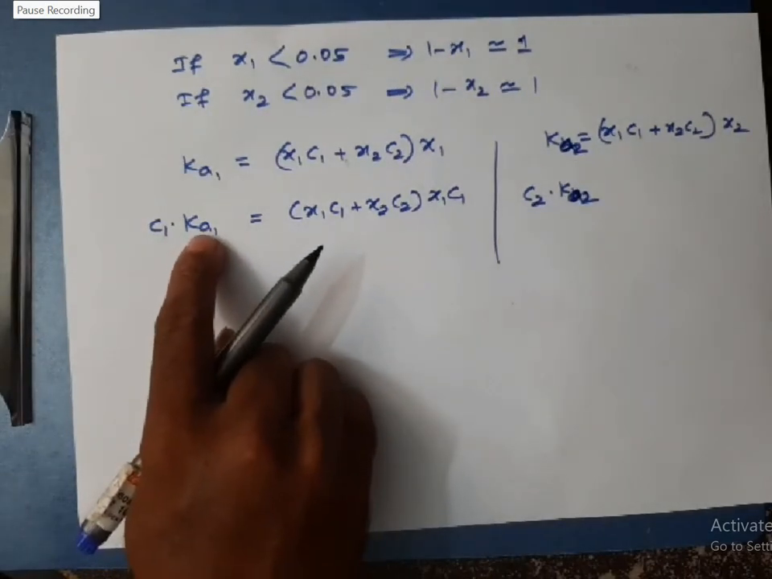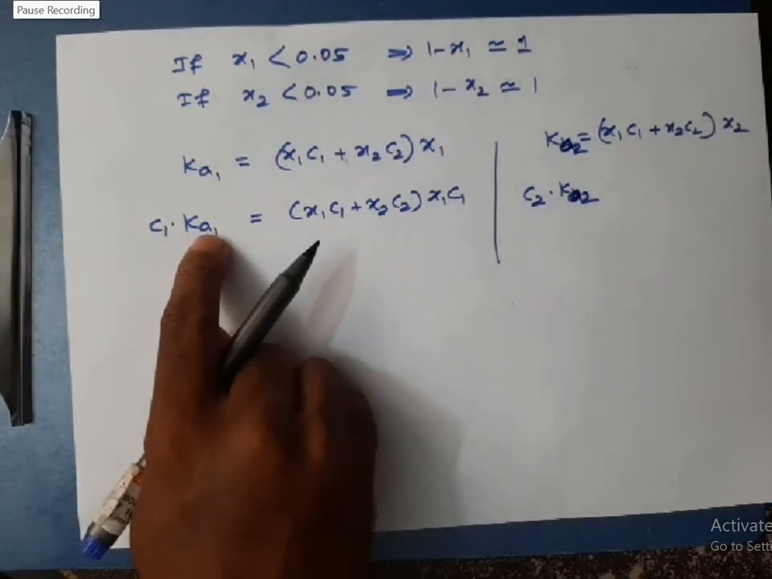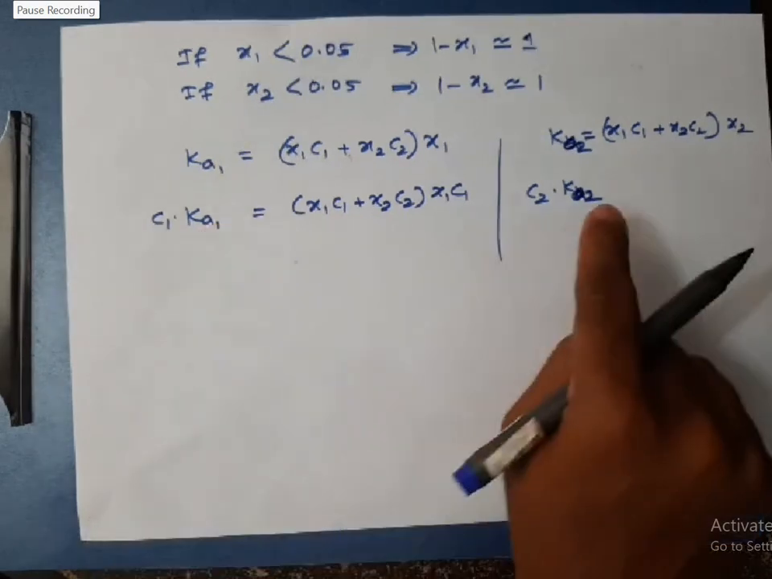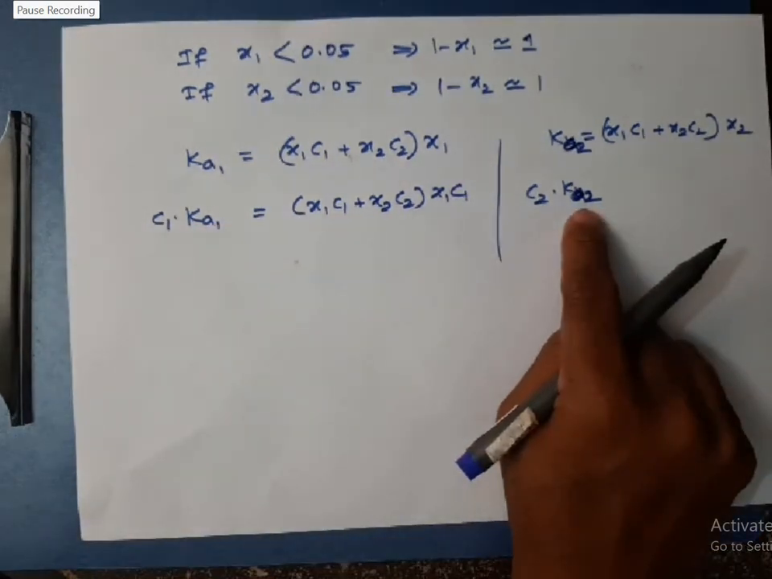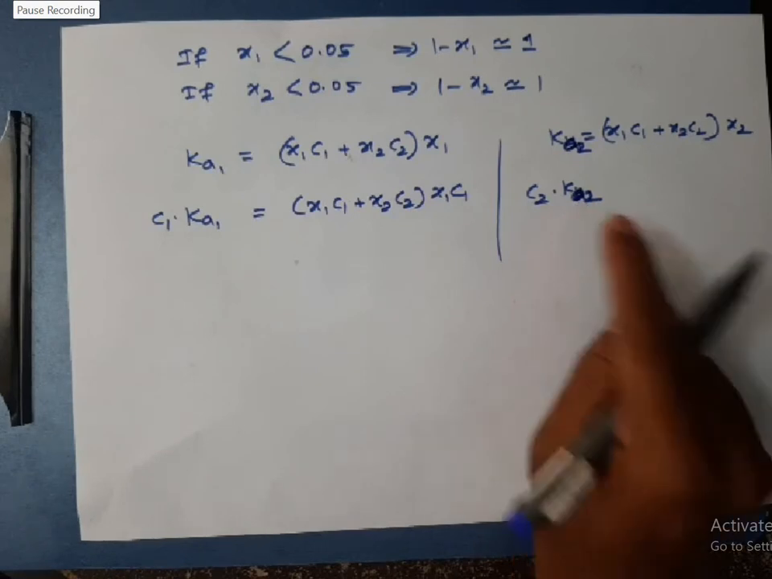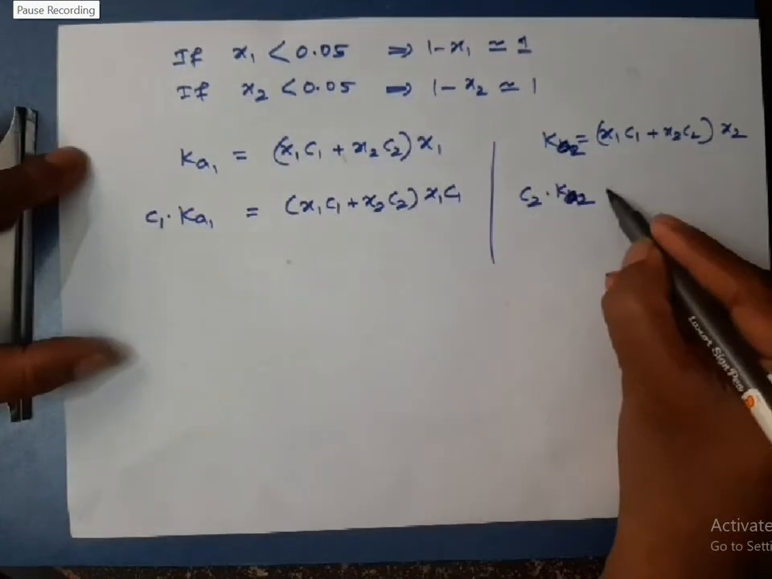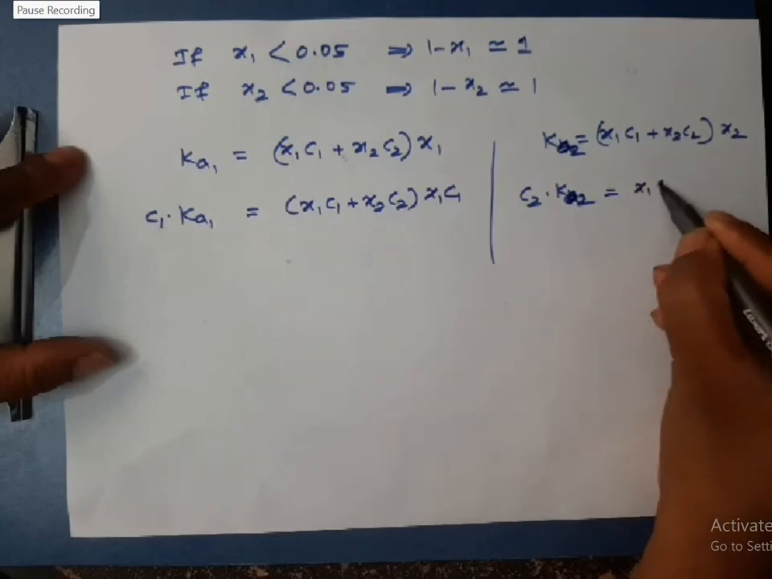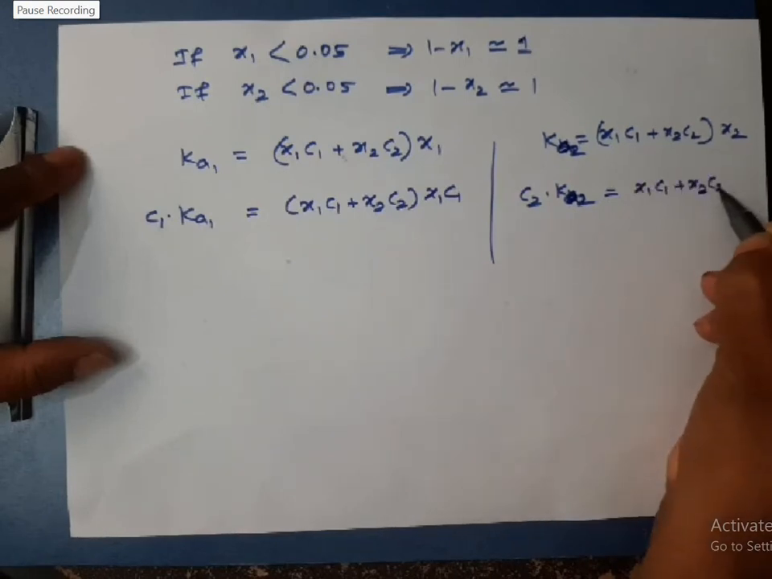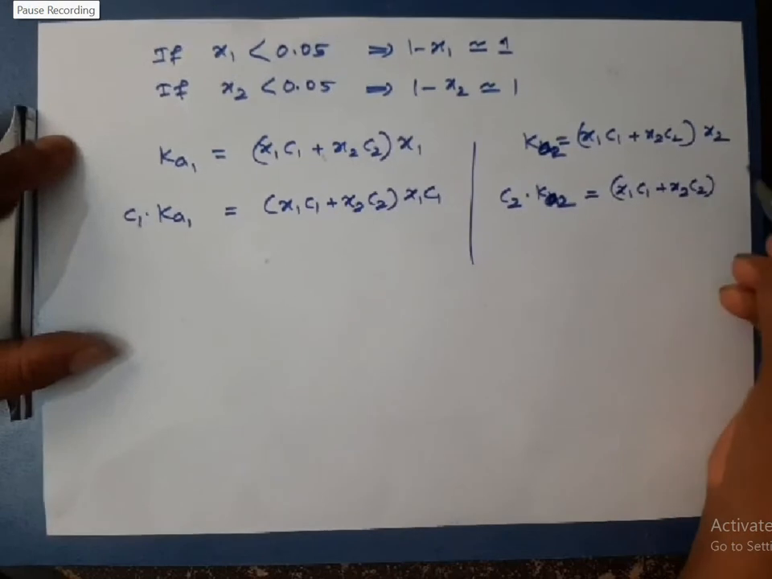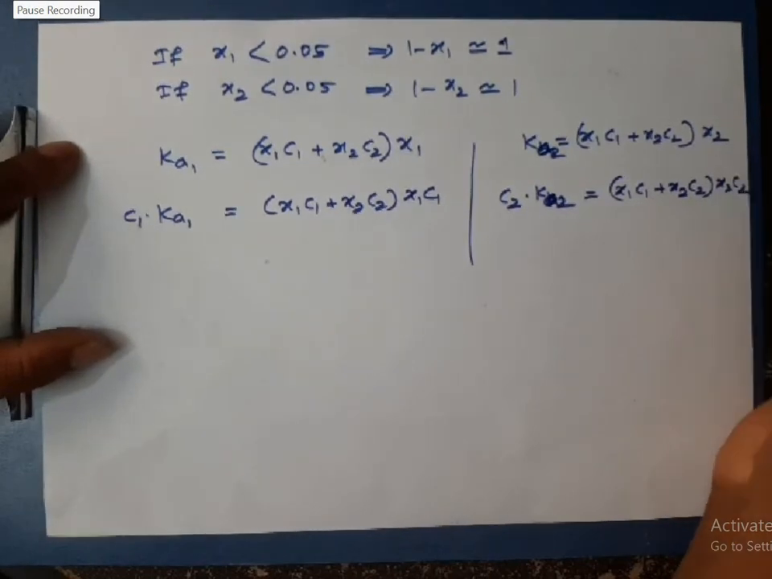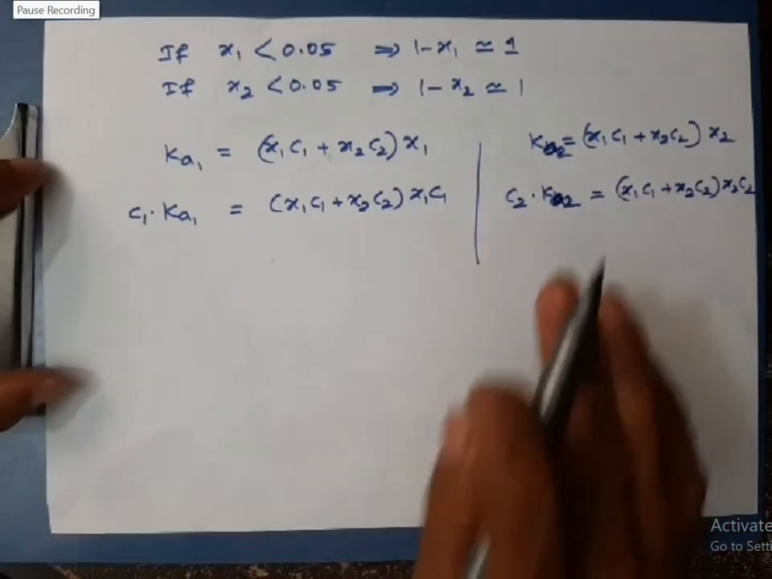So the dissociation constant of the weak acid HA is represented as Ka1. The dissociation constant of the weak acid HB is represented as Ka2. So I multiplied the equation both sides by c2. I'll get x1 c1 plus x2 c2 into x2 into c2. Now we got two equations.